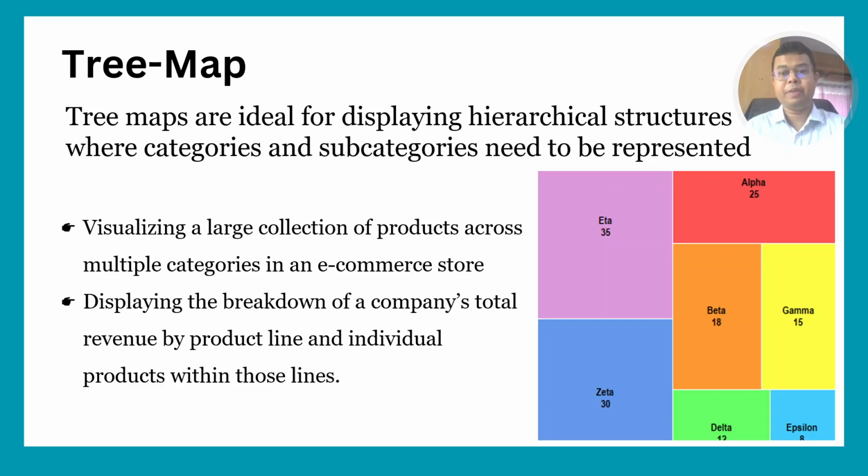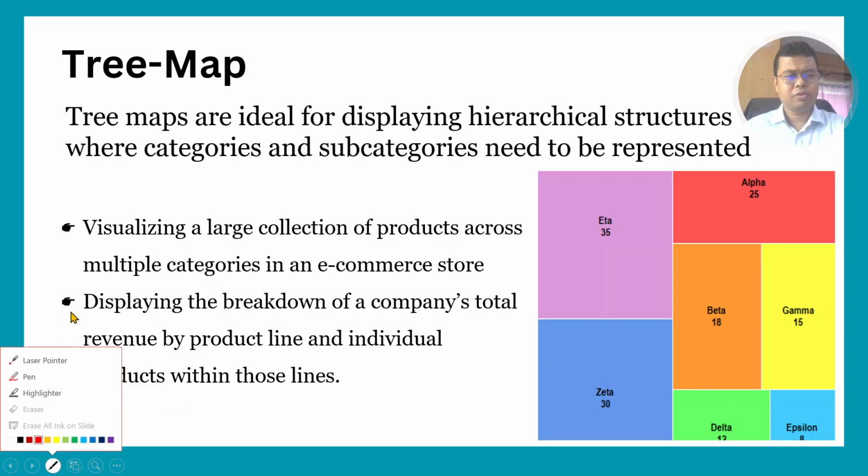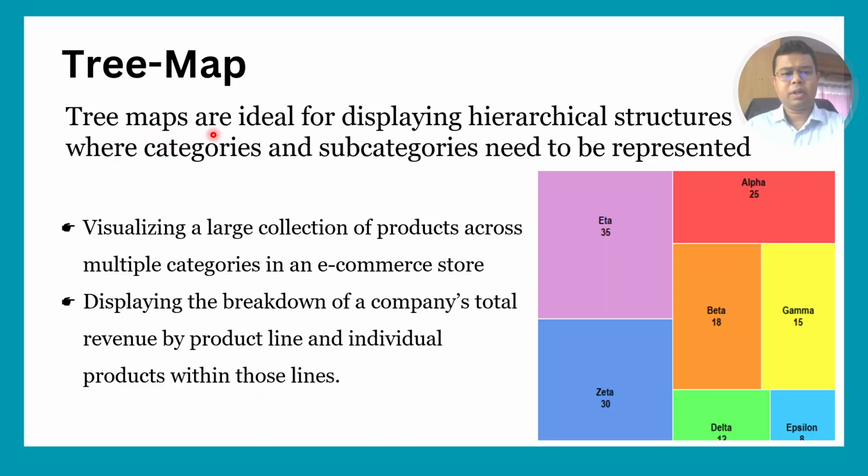First one is the tree map. So tree maps are ideal for displaying the hierarchical structure where categories and subcategories need to be represented. For example, you operate an e-commerce store, and you have a vast collection of data that is structured hierarchically, right? Maybe one structure is, for example, mobile phone. So under the mobile phone, maybe you have Apple, Samsung, Redmi, Xiaomi, blah, blah, blah, right? So there's the hierarchical structure. So you can visualize the large collection of products across multiple categories in our e-commerce store, right? This is one example of when we can use the tree map.